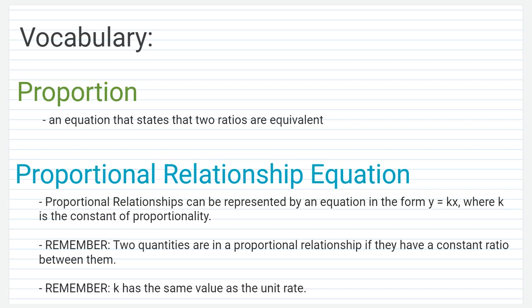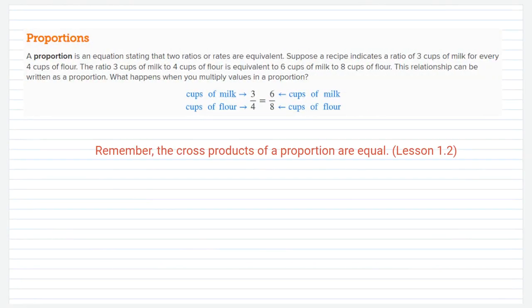The first one is proportion, which is an equation that states that two ratios are equivalent. We're going to take a look more at that on the next slide. The other vocab word to keep in mind is the proportional relationship equation. It's represented in the form y = kx, where k is the constant of proportionality, which is that constant ratio between these two quantities, and k actually has the same value as the unit rate.